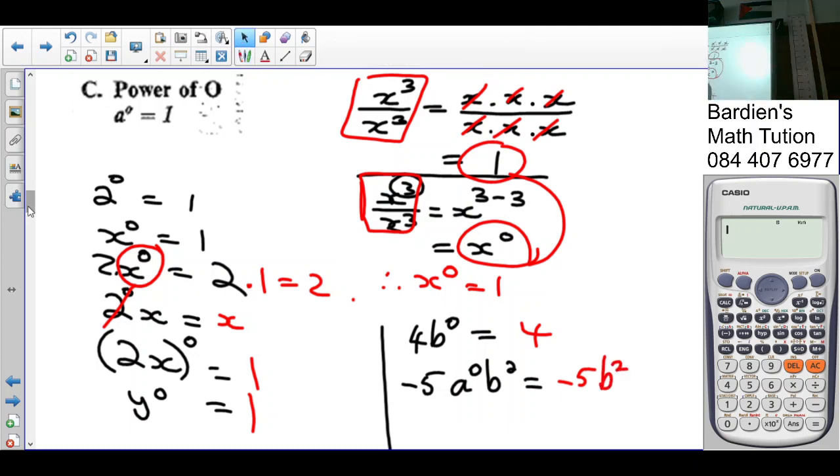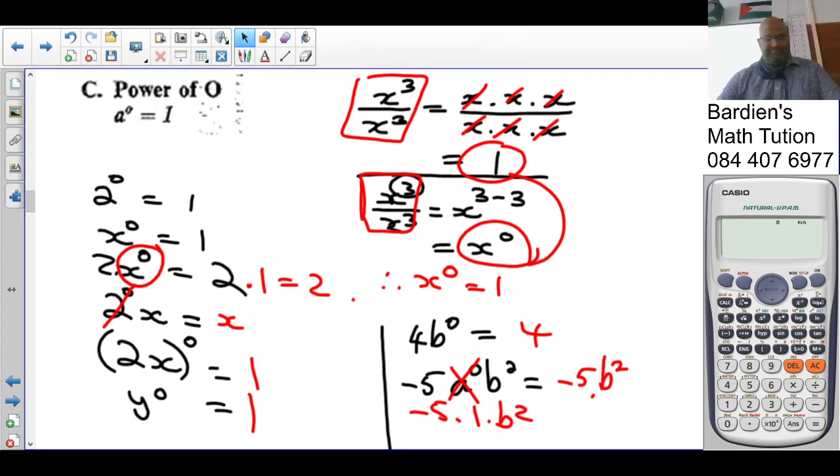Okay. Any confusion at this point? The negative 5 b squared: the 0 is only on the a. So only the a becomes 1. So it's going to become negative 5 times 1 times b squared. And that's how I get it. You got it? Any confusion? No.